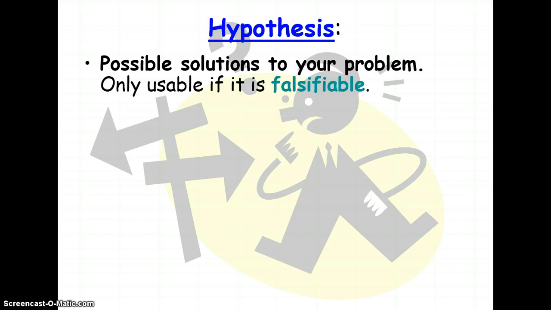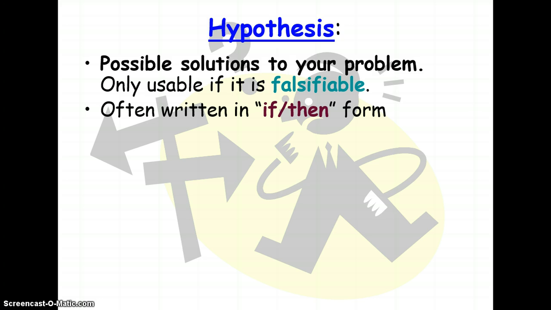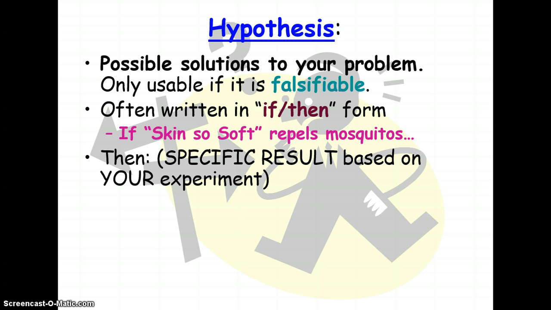Alright, and now we come up with our possible solutions. And so that's our educated guess, our hypothesis. And we want to try to write it in such a way, a lot of times we write it in an if-then statement, where we basically say, if Skin So Soft repels mosquitoes, which is what we think, then, and then the then part is the specific result that we're expecting to see in our experiment.